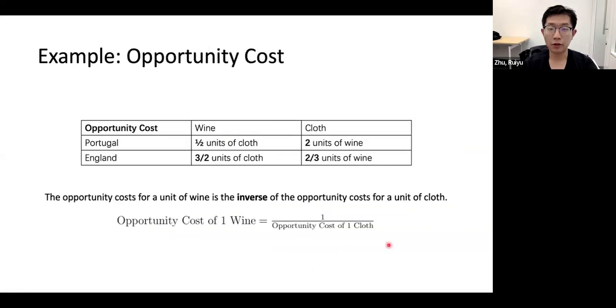So the opportunity costs are summarized into this table. You can probably notice that the opportunity cost of y is just the inverse of the opportunity cost of cloth. For Portugal, the opportunity cost of y is 1 over 2 units of cloth, and the opportunity cost of cloth is 2 units of y, so they are inverses. The same holds for England.